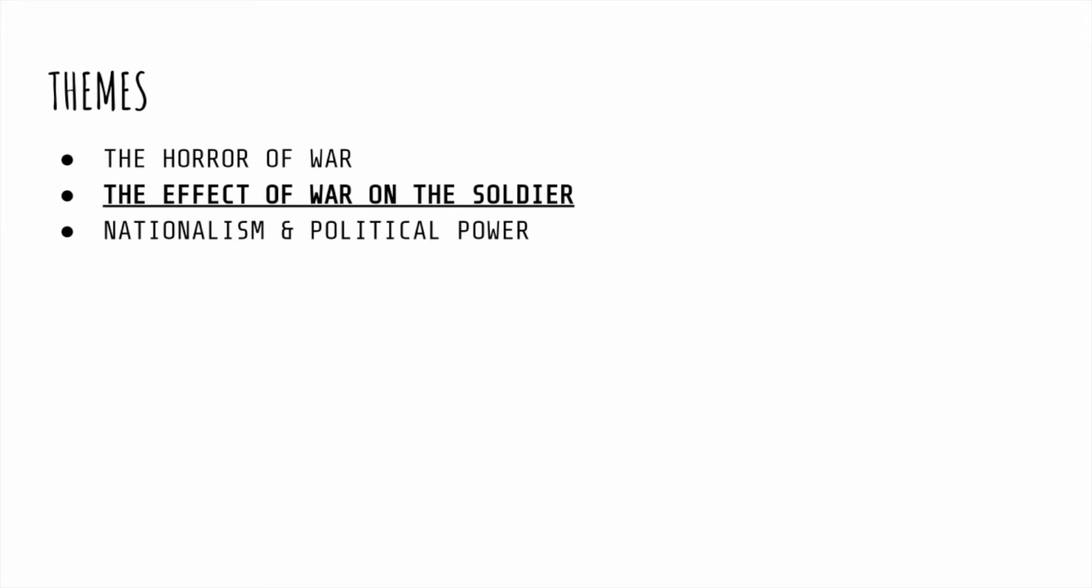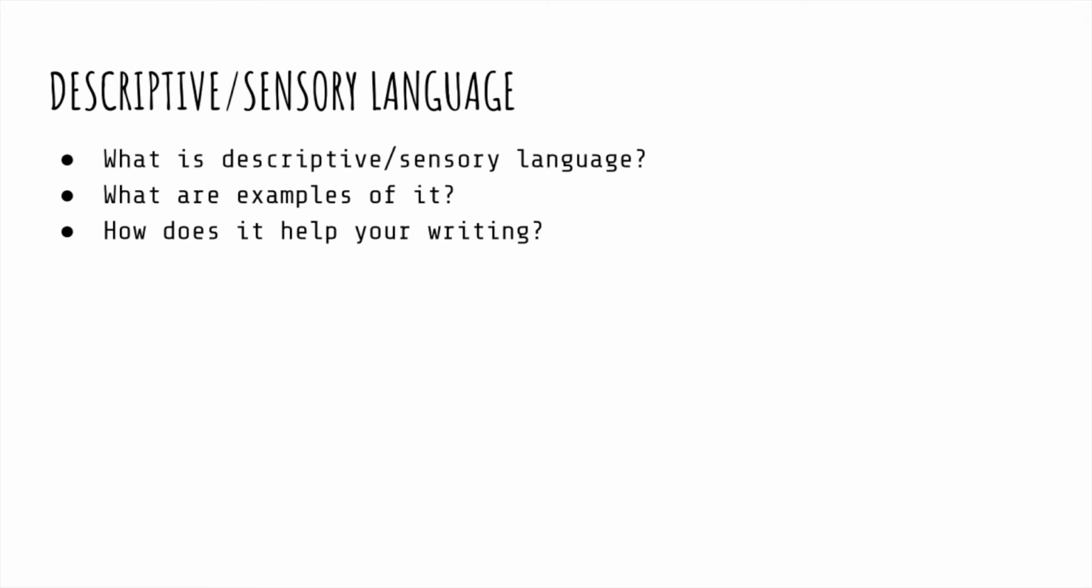We are going to go into theme a little bit more in future lessons, but for today's lesson, I really want us focusing on specific word choices, right? But what I mean by specific word choice is descriptive and sensory language. Remember, what is descriptive and sensory language? Remember, those are words that appeal to our 5 senses. Remember, sight, smell, taste, touch, and hearing, right? Those are our 5 senses.